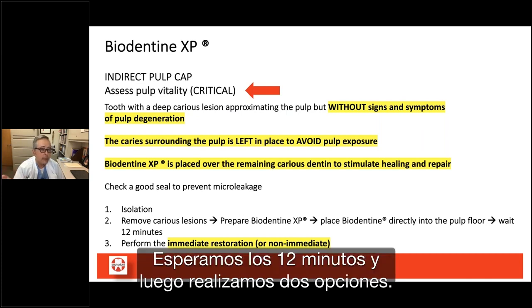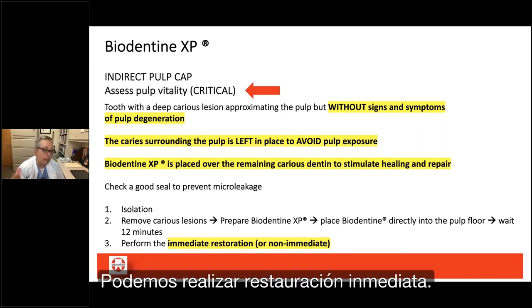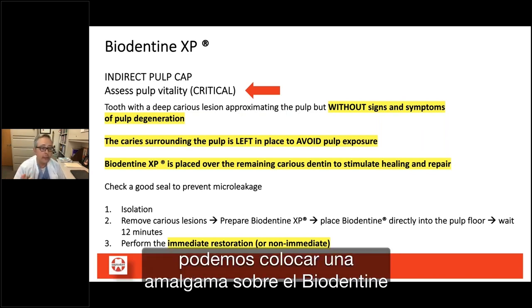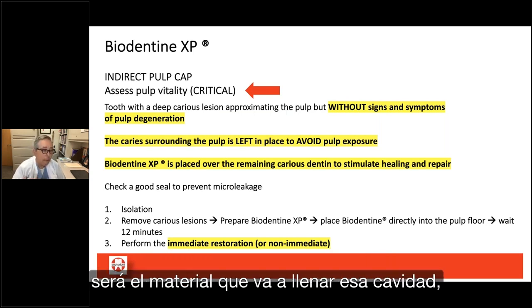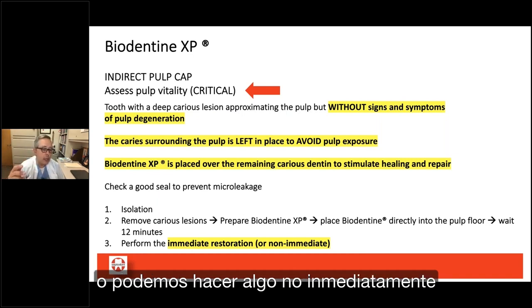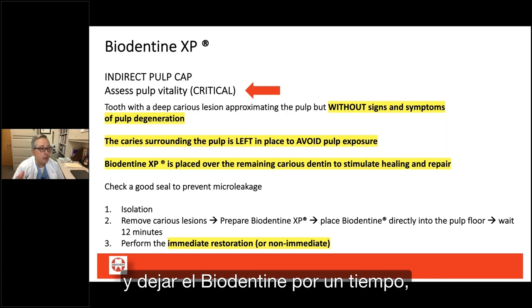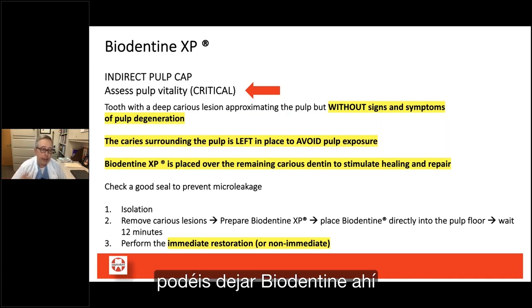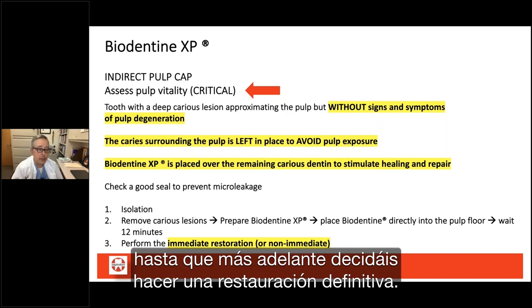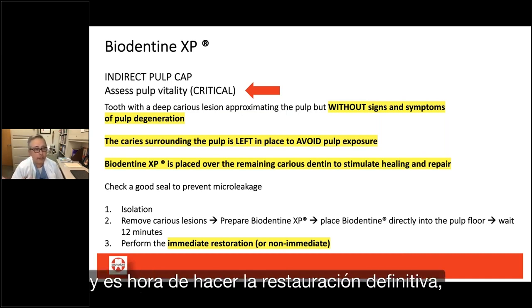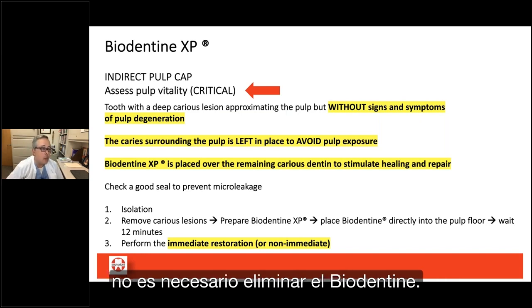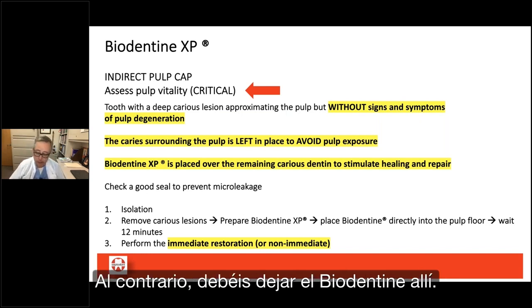We wait for the 12 minutes, and then we have two options. We can perform an immediate restoration, so we can place a composite or an amalgam over the Biodentine, because the Biodentine will be my bulk, the material that is going to fill that cavity. Or we can do it not immediately, and just leave the Biodentine there until later on you decide to do a final restoration. The good news is, if you decide on a non-immediate restoration and you wait 2 or 3 months, when it's time to do the definite restoration you don't need to remove the Biodentine. Actually, you need to leave it there.